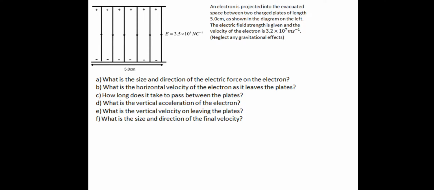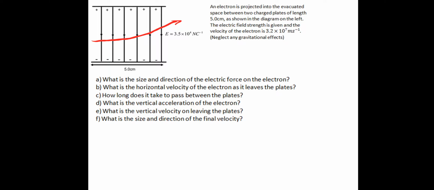So on the left hand side we've got a parallel plate, and an electron is projected into the evacuated space between the 2 charged plates of length 5 centimeters, as shown in the diagram. And the electric field strength is given, and the velocity of the electron is 3.2 times 10 to the 7 meters per second. So it's just going to pass through, and it's an electron, so it's going to come upwards in something like that.